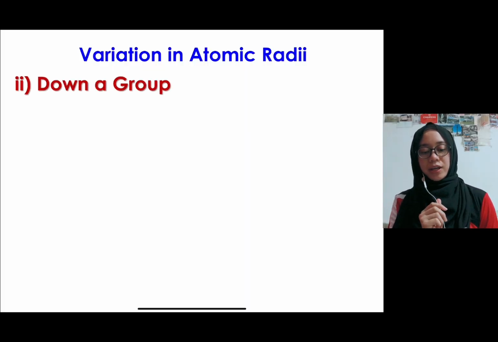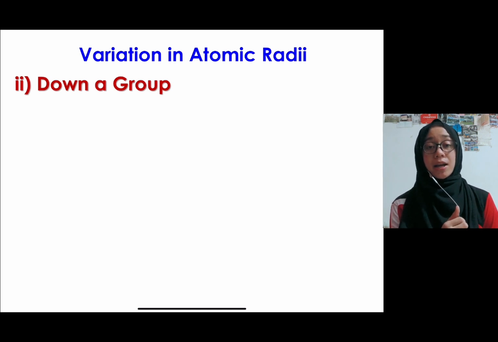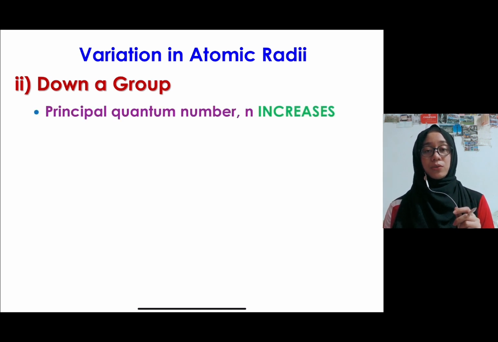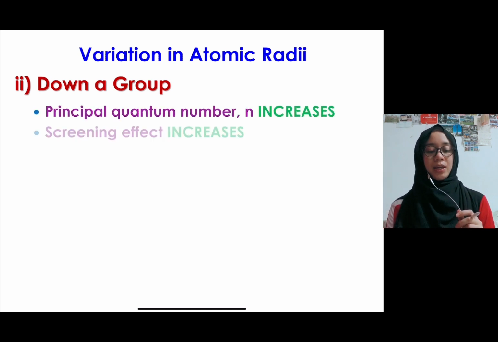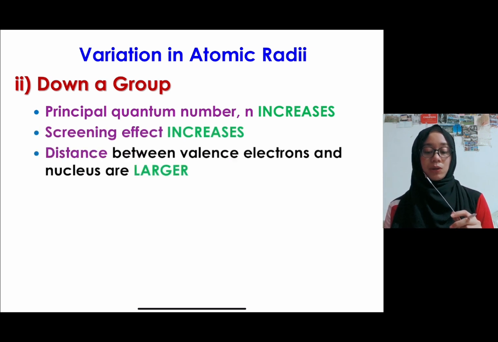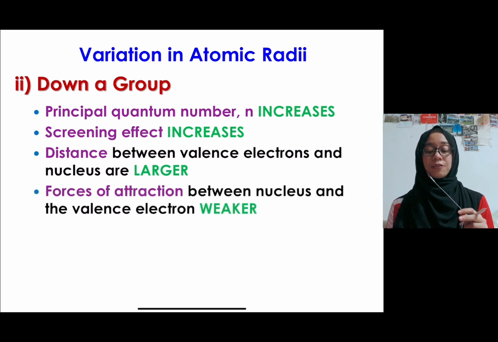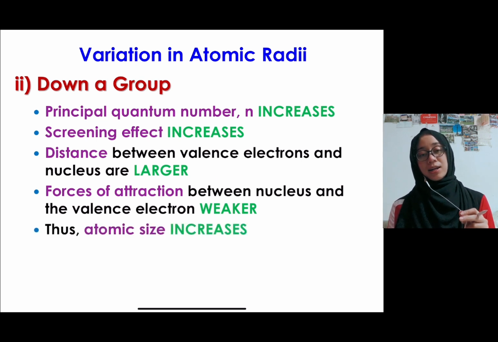Right, now let's have a look at the variation in atomic radii down a group. Okay, so kalau down a group ni, kita akan tengok yang berbeza pula lah dia punya factor. So untuk down a group, the principal quantum number increases. Okay, and then the screening effect pun akan increase. So the distance between the valence electrons and nucleus are larger. So the forces of attraction between the nucleus and valence electron become weaker. Thus the atomic size akan increase.